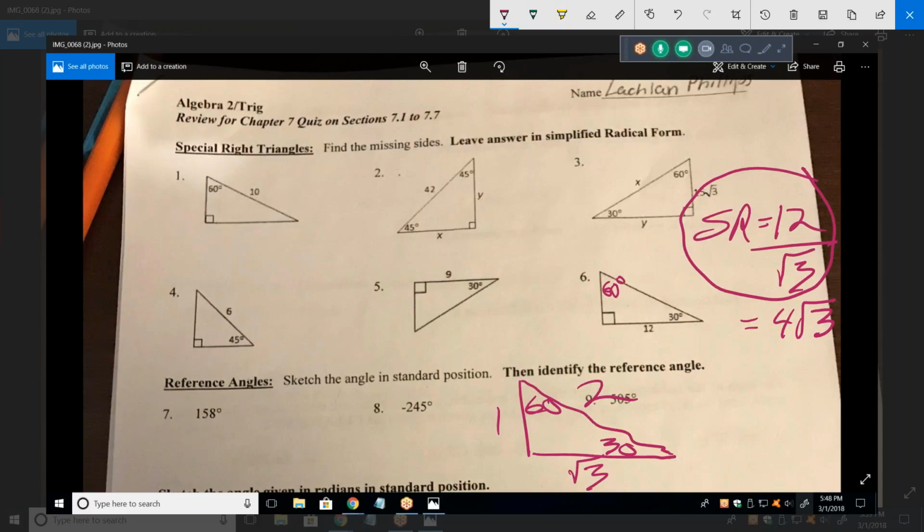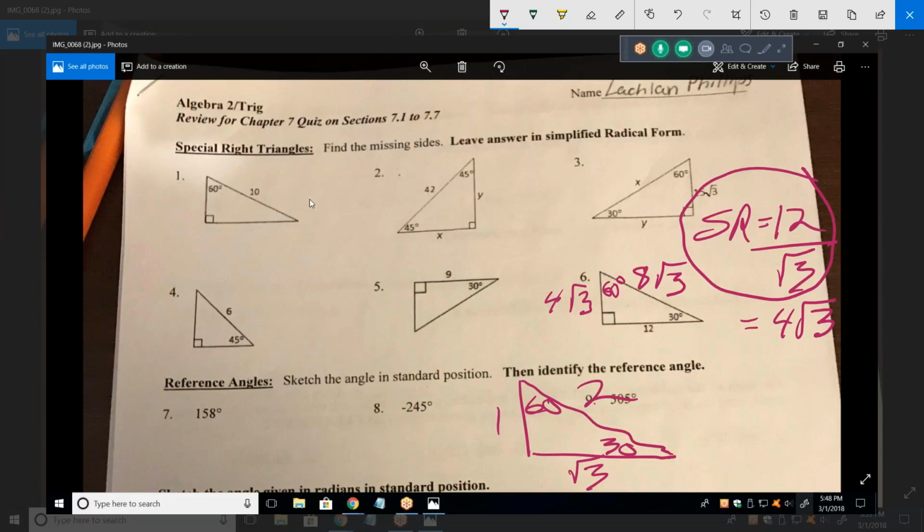So then, wait, what side did you want me to find? Opposite the 30 it would be 4 root 3. And opposite, what's the hypotenuse? It would be 8 root 3. Okay, I think you got it now.